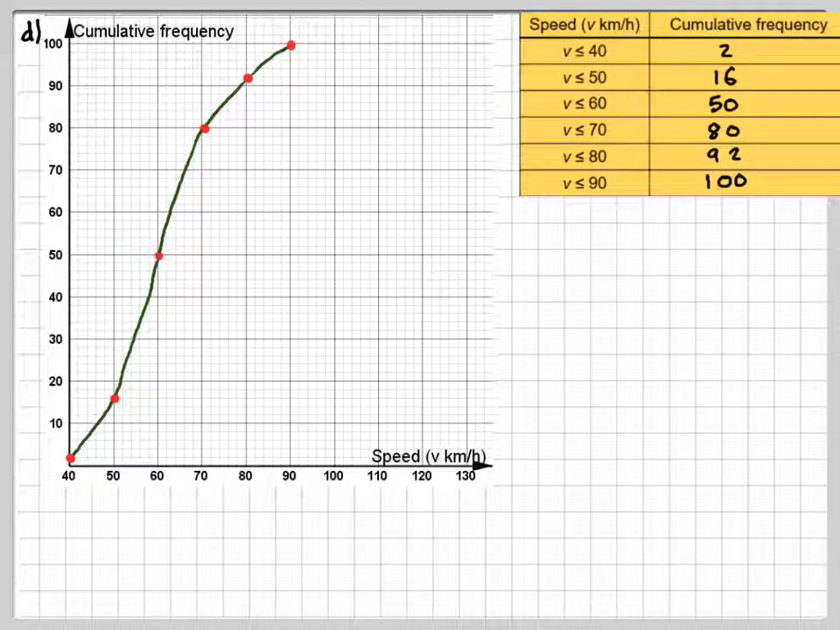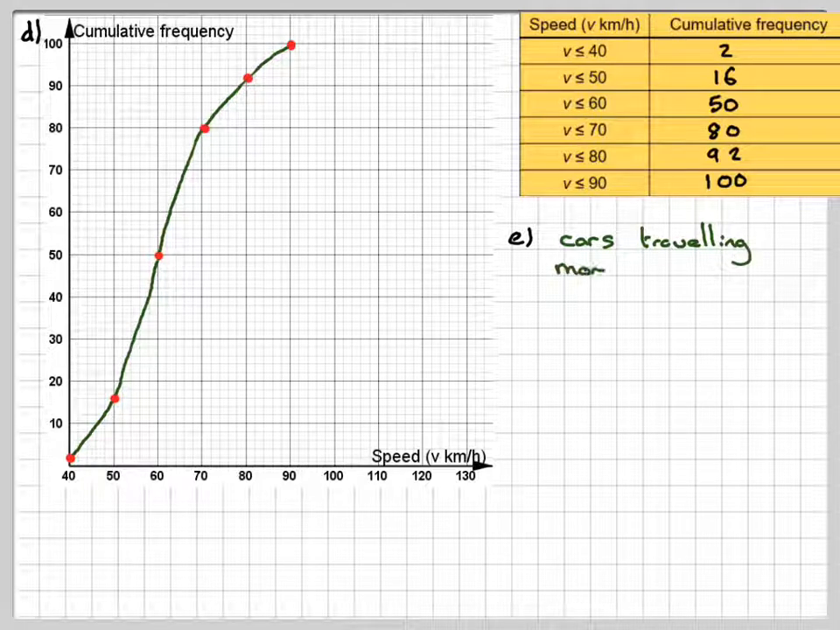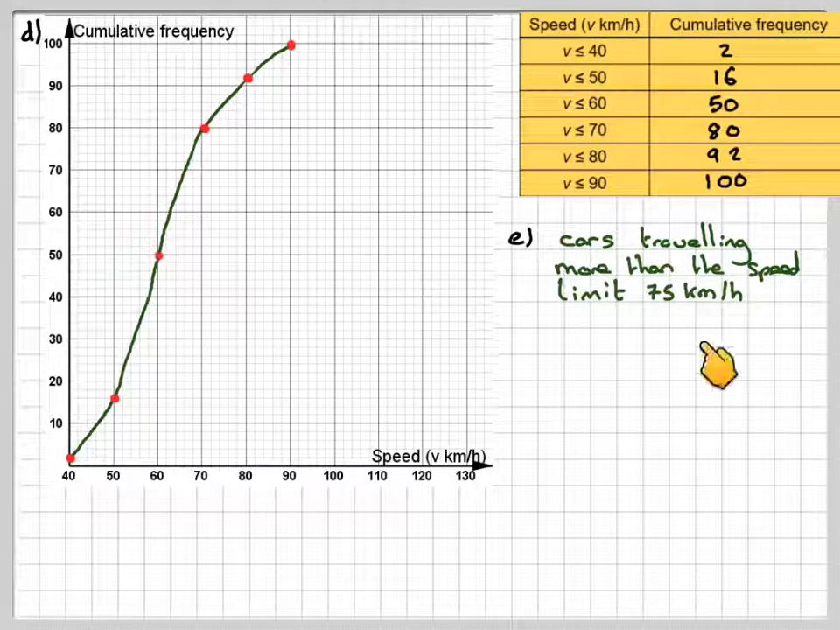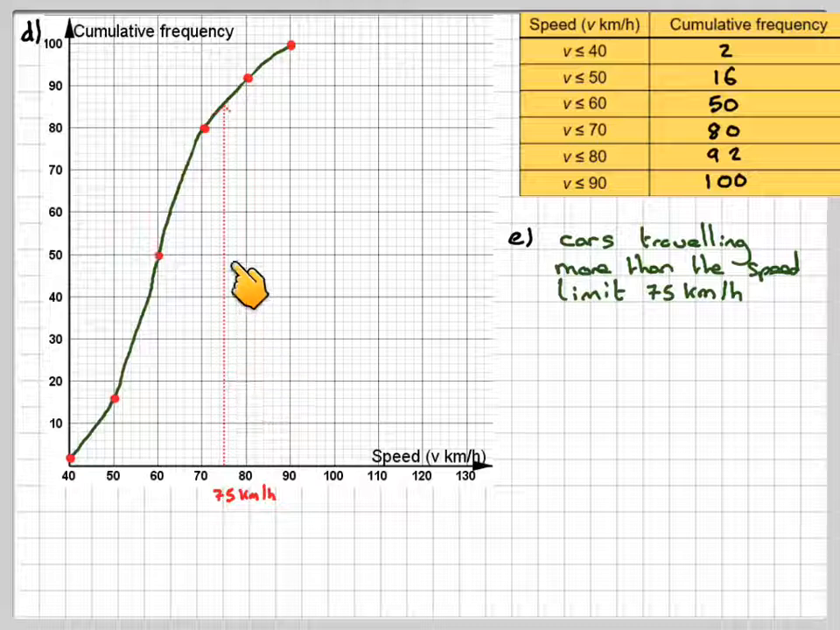And then to answer the last part, the cars travelling more than the speed limit, which is 75 kilometres per hour. So on the speed here, you now have to identify the 75 kilometres per hour. So you need to draw a line up. This line needs to be shown on the graph, should be dotted, because it does say clearly show your working. And then read off here, you're going to get that this is 85.